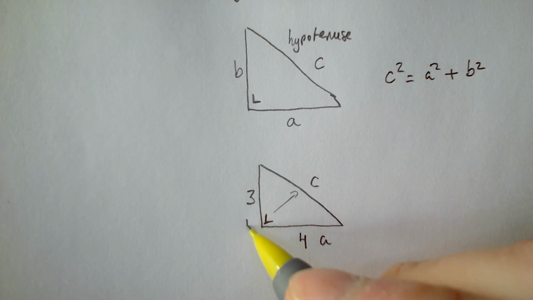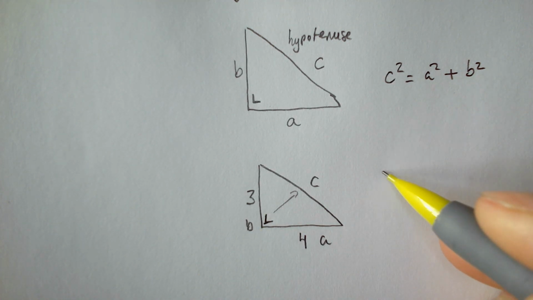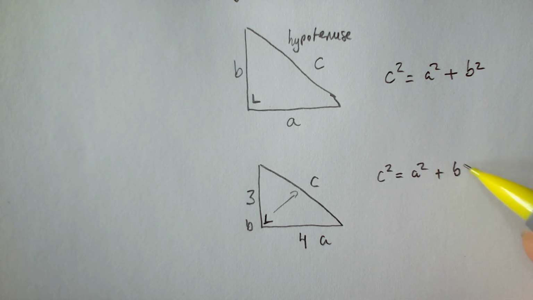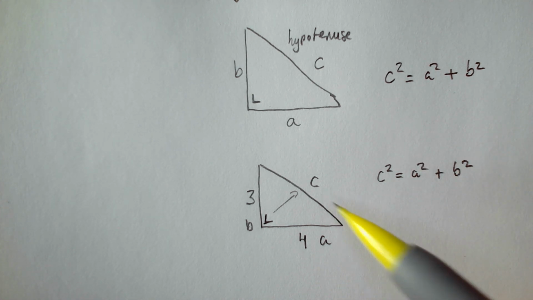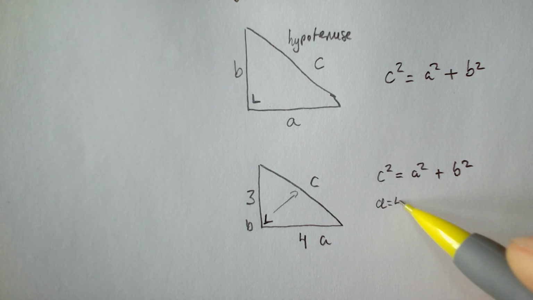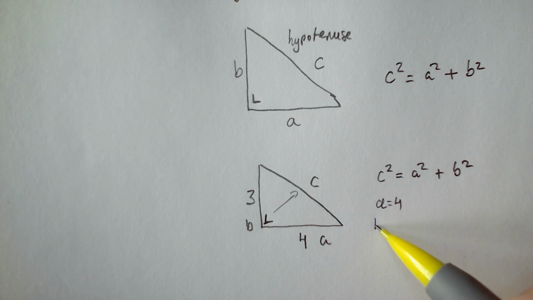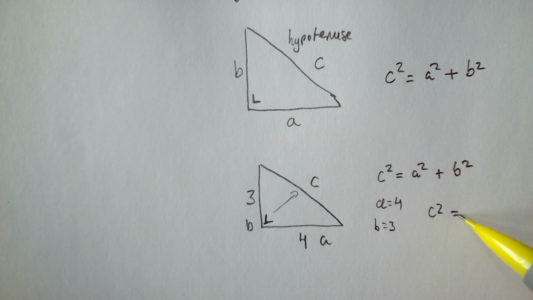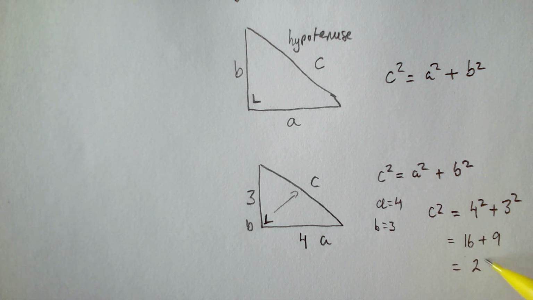Now we can label our other two sides, A and B, and our formula was C squared is equal to A squared plus B squared. So in this case, our C is unknown, but our A is equal to 4 and our B is equal to 3. So now we can say that C squared equals 4 squared plus 3 squared. So that is 16 plus 9, which is 25. So C squared is equal to 25.